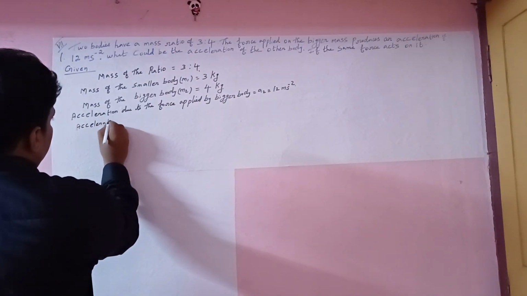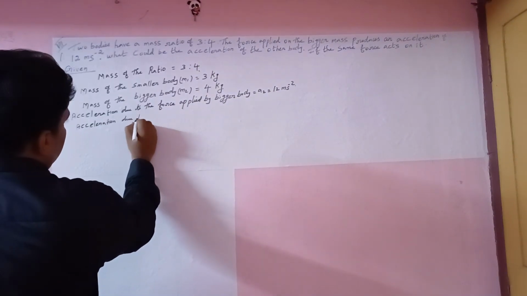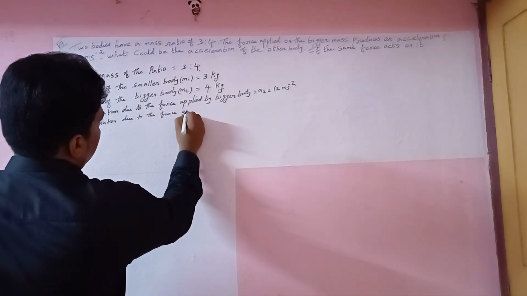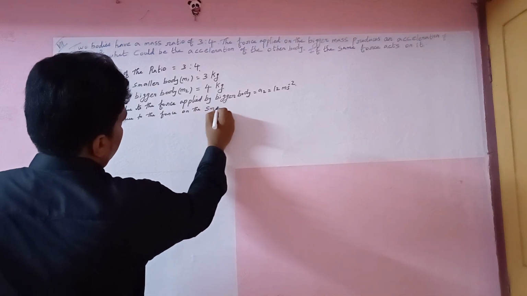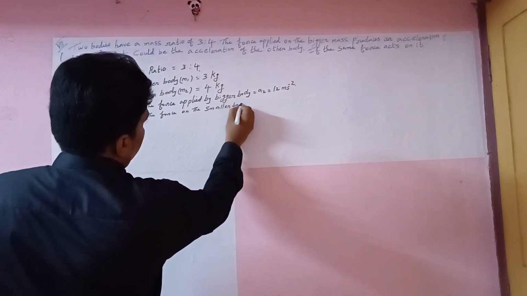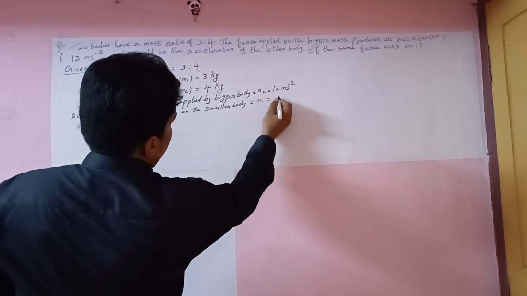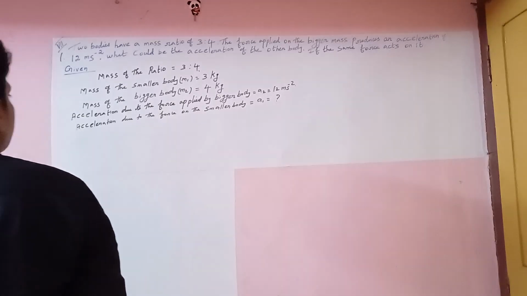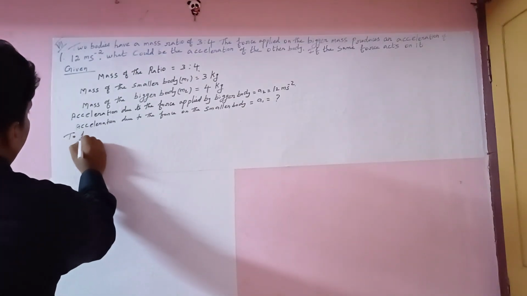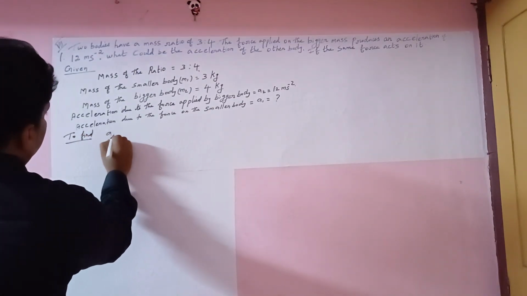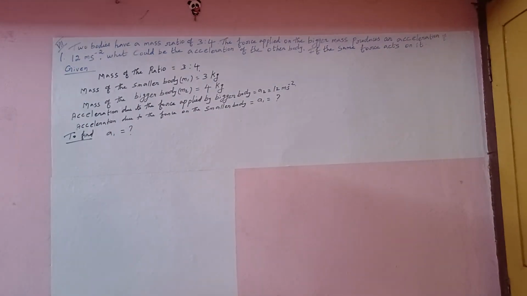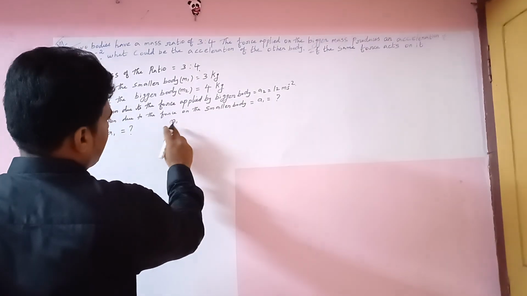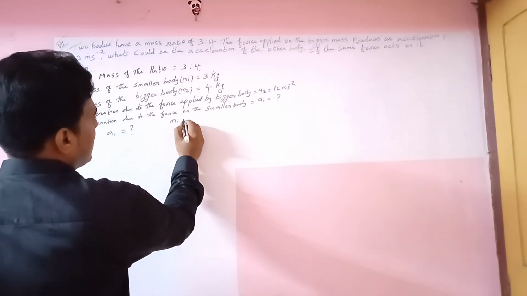Next, the acceleration due to the force on the smaller body, A1 equal to what? Only this you have to find out: what is the A1 value? You know very well, mass is the amount of matter contained in a body.